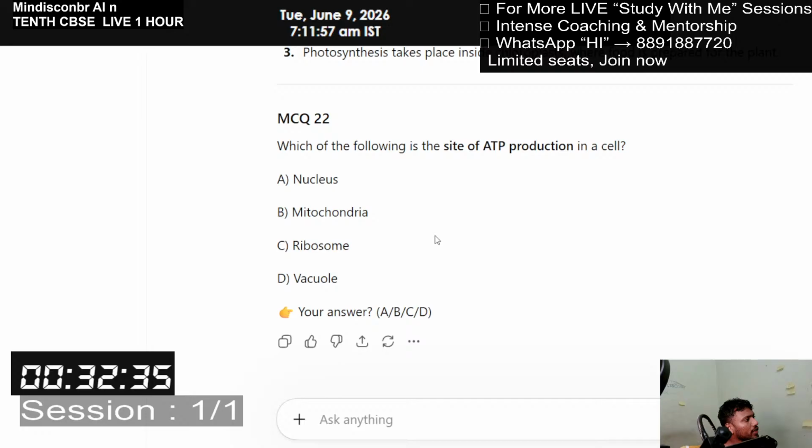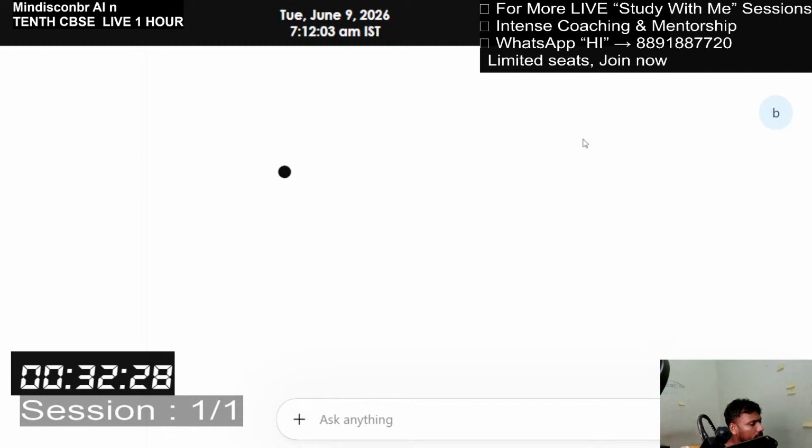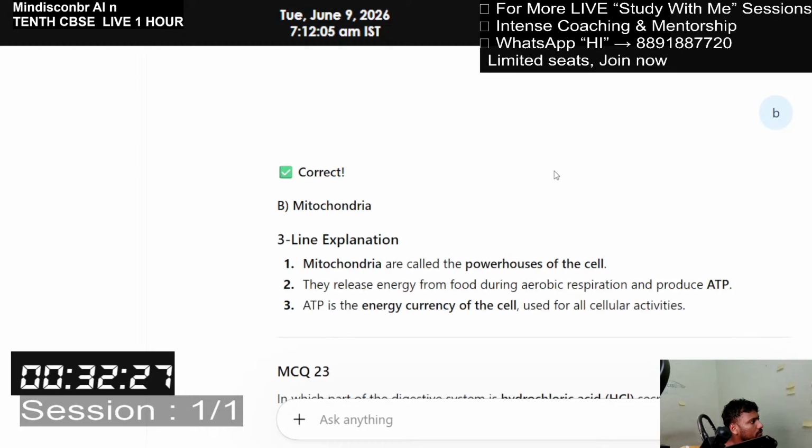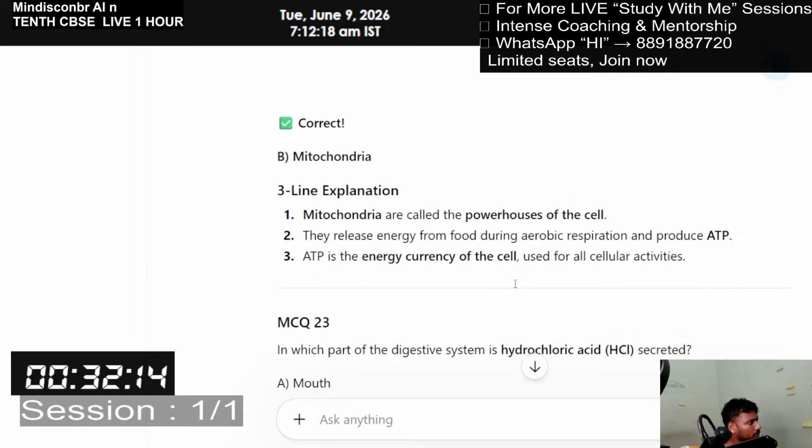Which of the following is the site of ATP production in a cell? Mitochondria. Mitochondria are called the powerhouses of the cell. They release energy from food during aerobic respiration and produce ATP. ATP is the energy currency of the cell, used for all cellular activities.